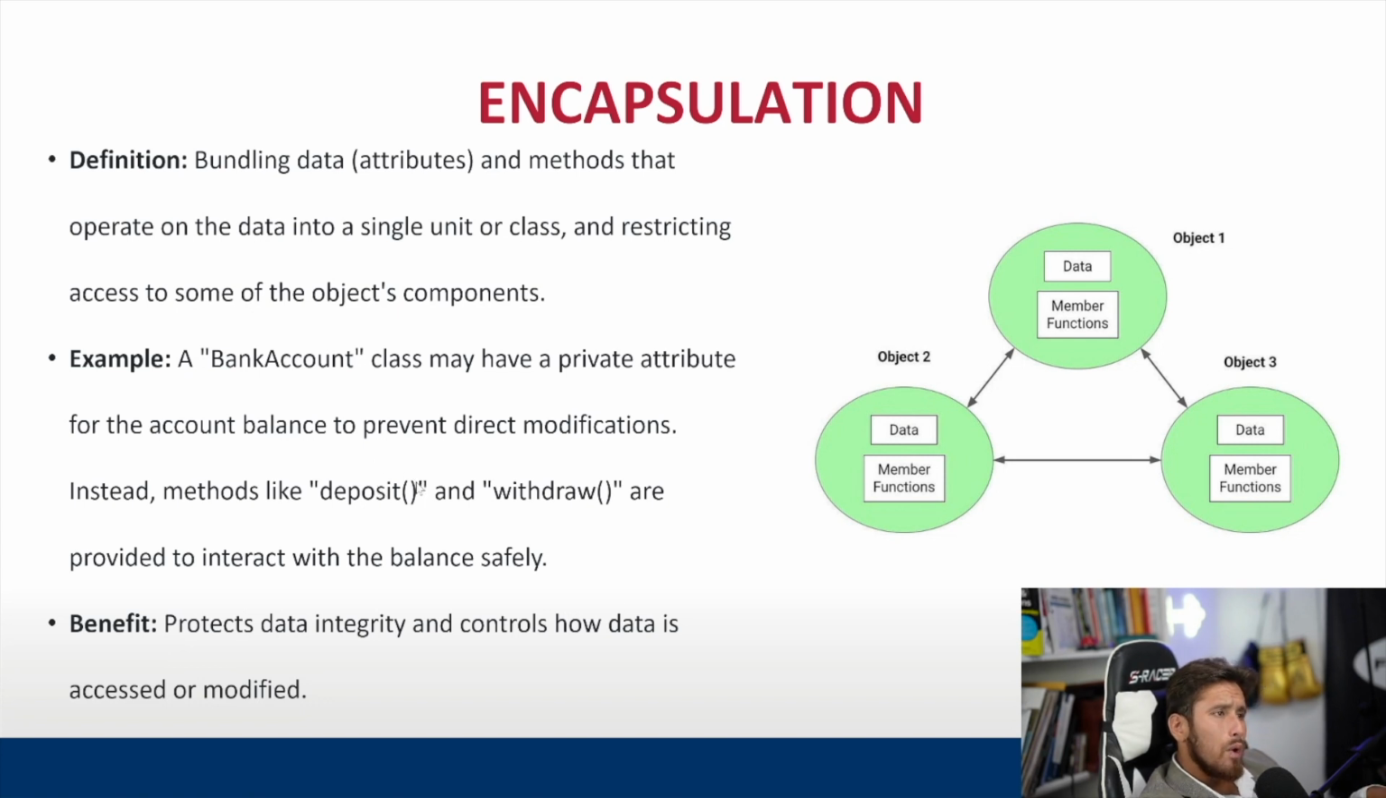So in this case, we can have a bank account class that might have a private attribute for the balance. Let's say we don't want people to manipulate the balance unless they call a method like deposit or withdrawal, which will influence the balance. It basically protects data integrity and allows us to control how our code is being manipulated if we were working with others, or if we have an interface that people are putting inputs into, and all that kind of stuff.